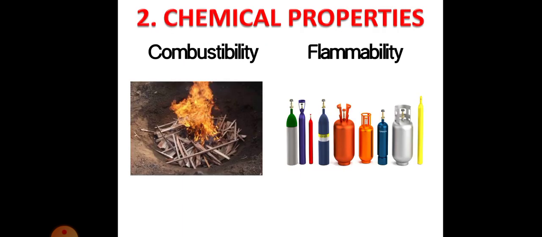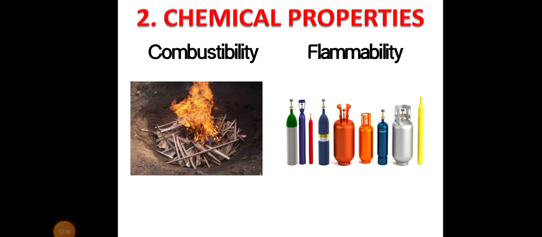Okay, let's start. Chemical properties. So, in the picture, you are actually seeing the word combustibility and flammability. So, sa first picture natin, these are actually wood sticks or mga parang panggatong na kahoy. The next picture, for the flammability, we have a gas container. Okay? Now, anong pinakaiba nitong dalawang to? Combustibility and flammability. Kasi medyo magkalapit sila. Okay? So, pag-ibahin natin ha.